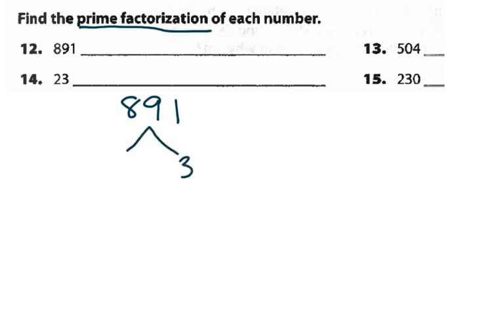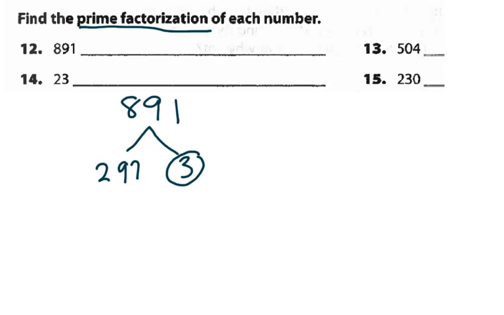And you can use your calculator for this. That's totally fine. So in your calculator, you can take 891 divided by 3. Oh, that's 297. Okay. Now, I know 3 is prime, so I'm going to circle it.